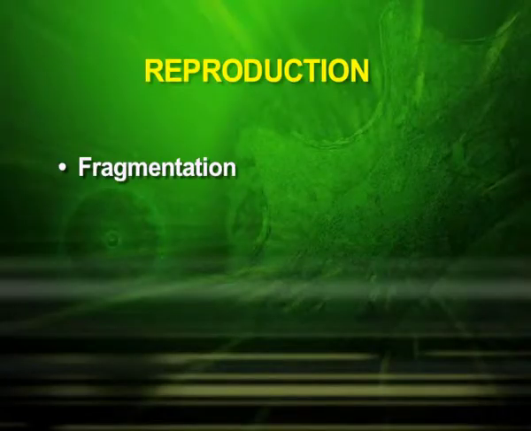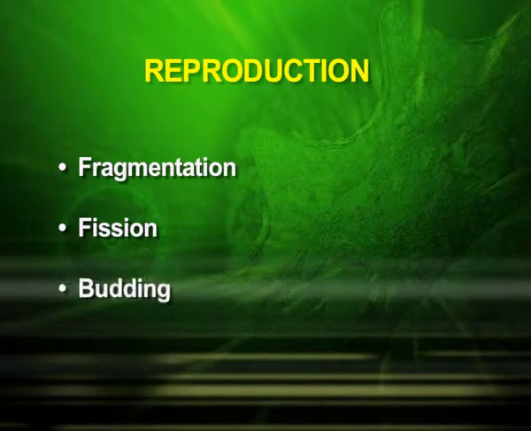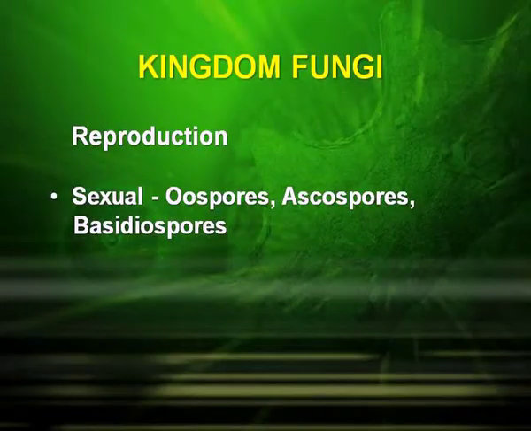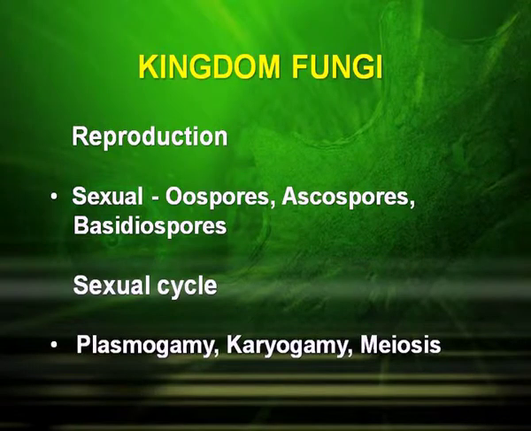Reproduction. Reproduction may be by vegetative means, which is by fragmentation, fission and budding. Asexual reproduction may be by spores, conidia, sporangiospores or zoospores. Sexual reproduction is by the oospores, ascospores and basidiospores. The sexual cycle follows 3 stages: plasmogamy, karyogamy and meiosis.